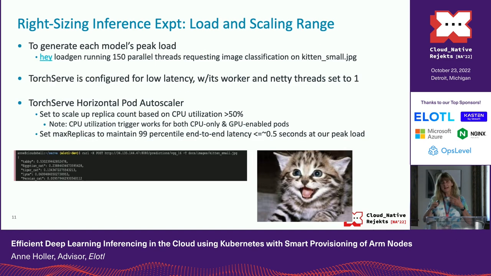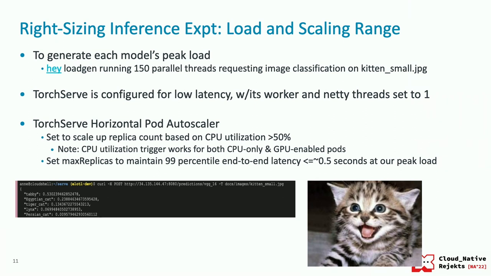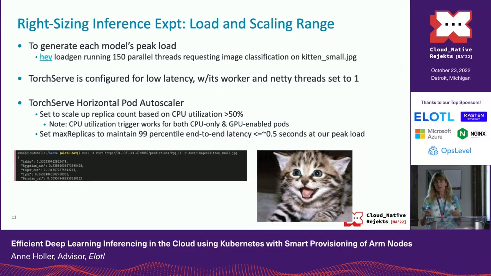We generated each peak load using the Hey load generator with 150 parallel threads, requesting image classification for this kitten picture. We configured TorchServe for low latency, so single worker threads, single netty threads. And we set up the TorchServe horizontal pod autoscaler to scale based on CPU utilization, greater than or less than 50% spread across the cluster. I note that even when you're using GPU-based systems, this trigger works fine because there's a lot of load on the CPU as well, even when you're using a GPU.